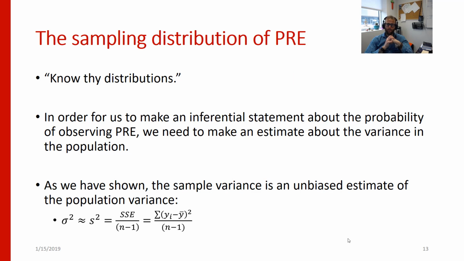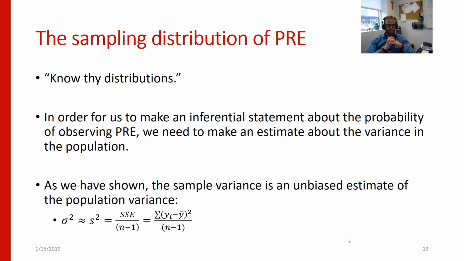So we're going to elaborate on this in more detail, and once again it comes down to my preferred expression of knowing thy distributions. For us to make an inferential statement about the probability of observing a proportional reduction in error, we need to make an estimate about the variance in the population. How much is that sample mean going to change from one sample to the next? If we expect relatively little variability from sample to sample, a big change is unlikely. If we expect a lot of variability, a big change maybe isn't that unlikely.